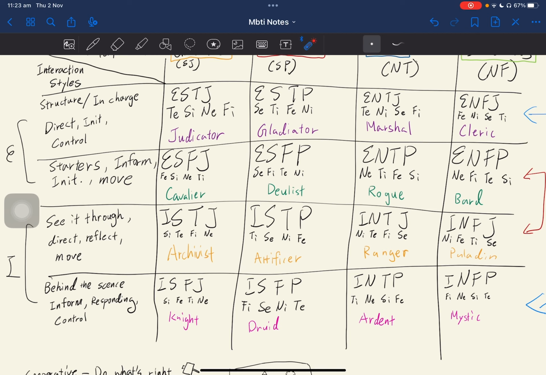So INTJ, superhero example, Doctor Strange. Supervillain example, Moriarty from Sherlock Holmes, or Ains Ooal Gown from Overlord, if you have seen the anime.